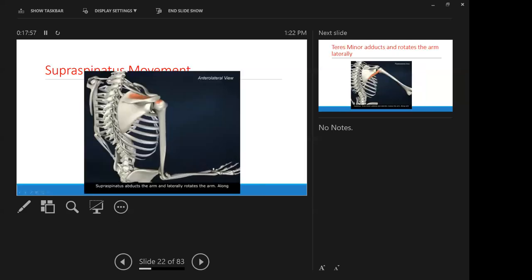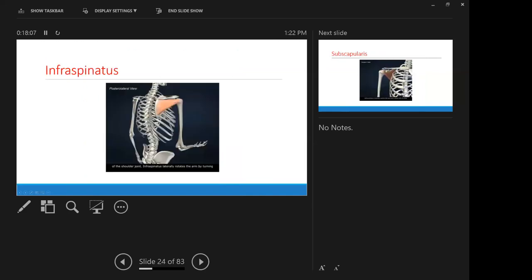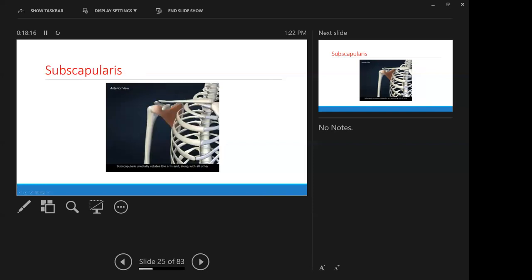Here we see the motion of the supraspinatus, for example. You can pull in a variety of directions. Here we see the teres minor, allowing us to rotate our arm. Here's the infraspinatus, allowing us to rotate the arm out to the side. And the subscapularis, again, rotating the arm forward.